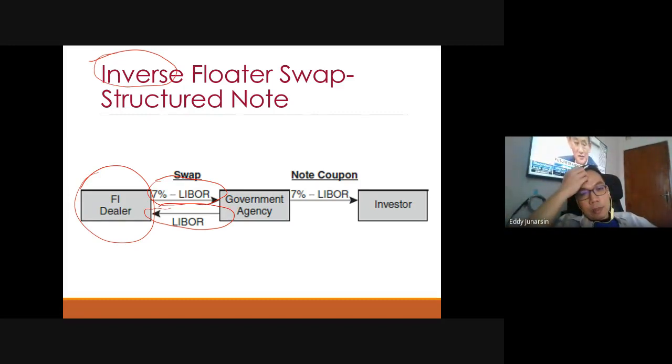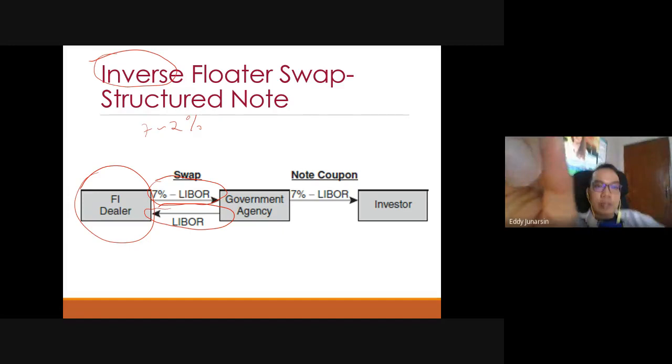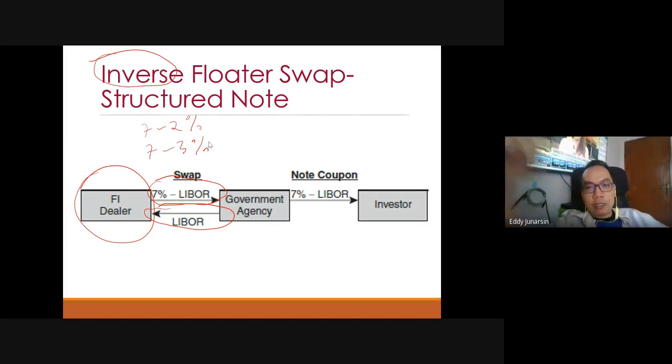So again, why does the financial institution want to do this? This shows that the financial institution doesn't like an increasing LIBOR rate. So you can imagine if the LIBOR rate right now is, let's say, 2%, so 7 minus 2 is about 5, and they will get the LIBOR rate. But if the LIBOR rate increases from 2 to 3%, at first they'll have to pay that 7 minus 2, but because the LIBOR rate increases to 3%, now they will have to pay only 4% to the government agency. And the government agency will, of course, sell it again to investors.